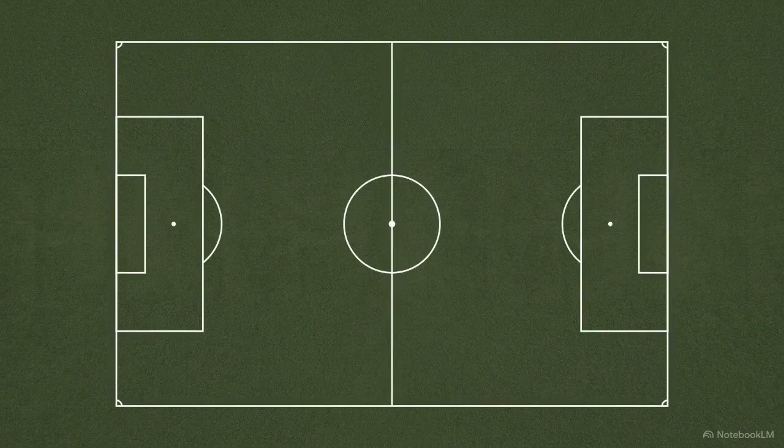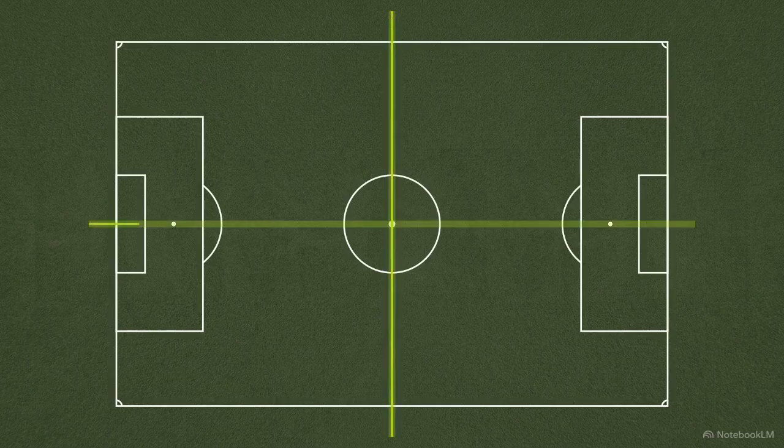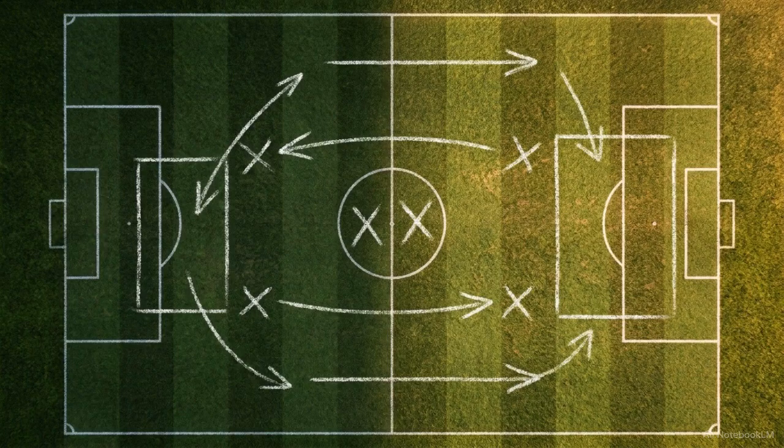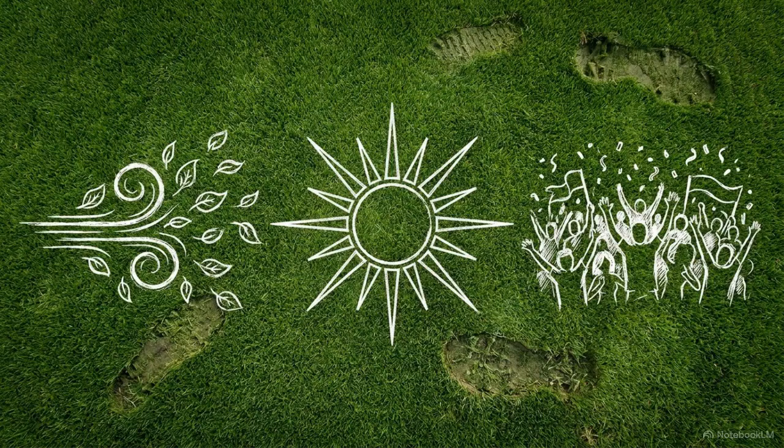Looking at the completed diagram, the entire space displays perfect mirror symmetry across both the vertical midline and the horizontal halfway line. This symmetry allows teams to swap ends at halftime. It balances out physical variables over the course of a match, like wind direction, sun glare, and crowd location.